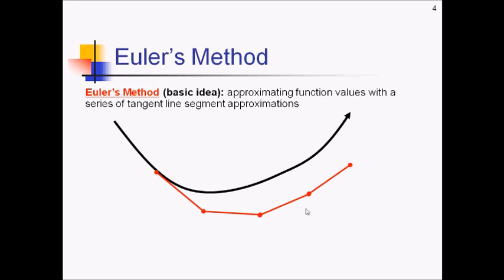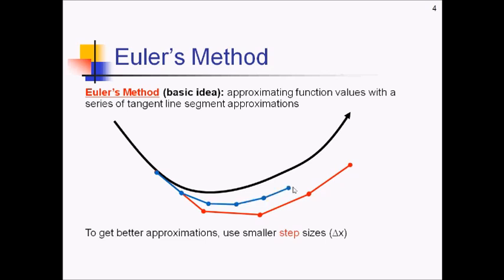Now you might be saying, well, this is still a little bit off. I'd like to get even more accurate. To get a better approximation, we can just use smaller step sizes. So stop a little bit sooner before you calculate that new tangent line. But the idea is the same. We're just calculating a series of tangent line approximations to get us as close as we can to that value.